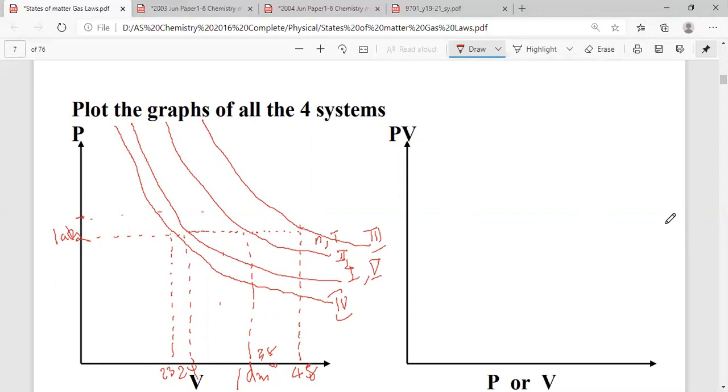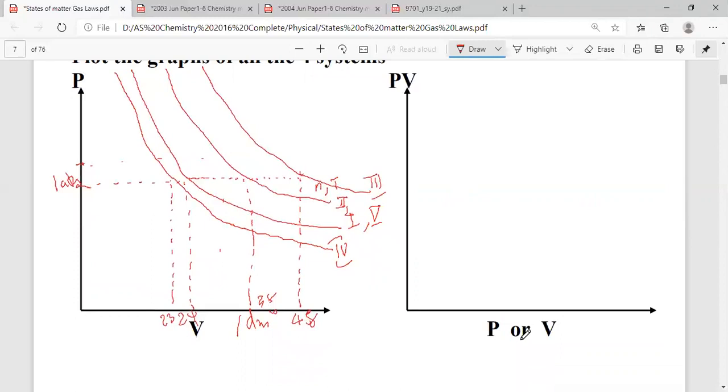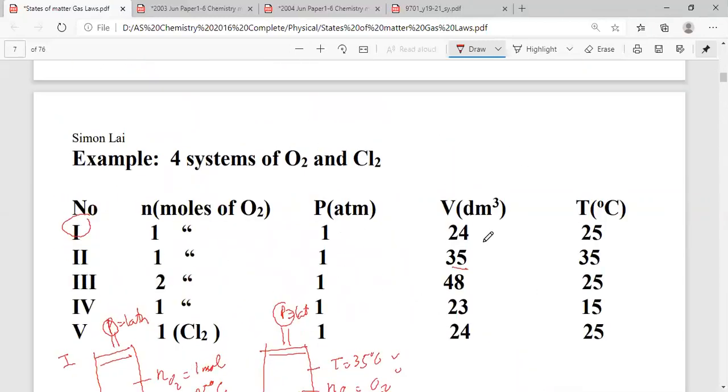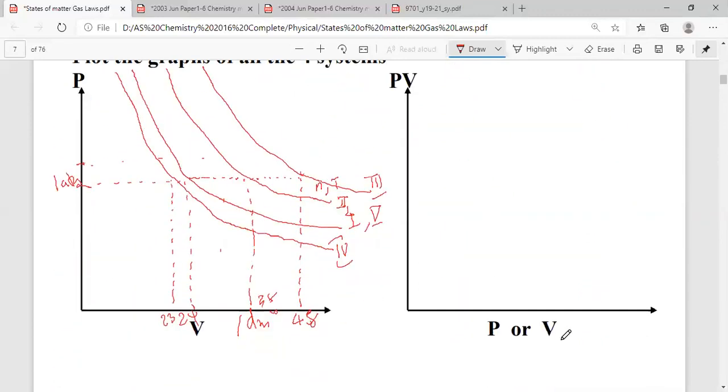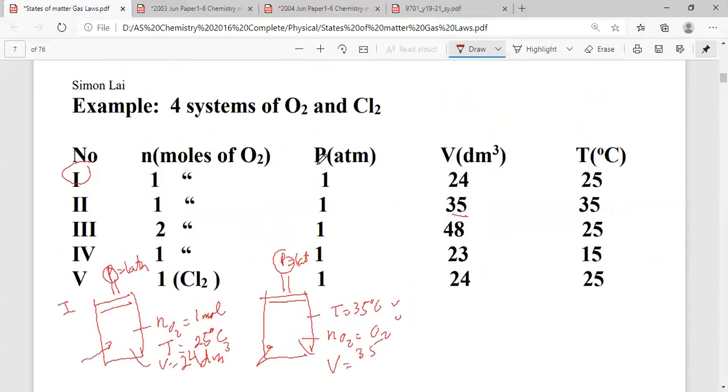It looks like this. So you must know where the graph will go. Take the first one first and then compare with the rest of them. Now this is PV against the experiments. Of course, PV for the first experiment is how much? P times V, 24, isn't it? So it'll be 24 here. Why 24? 1 times 24. So the second one is 1 times 35, and so forth.